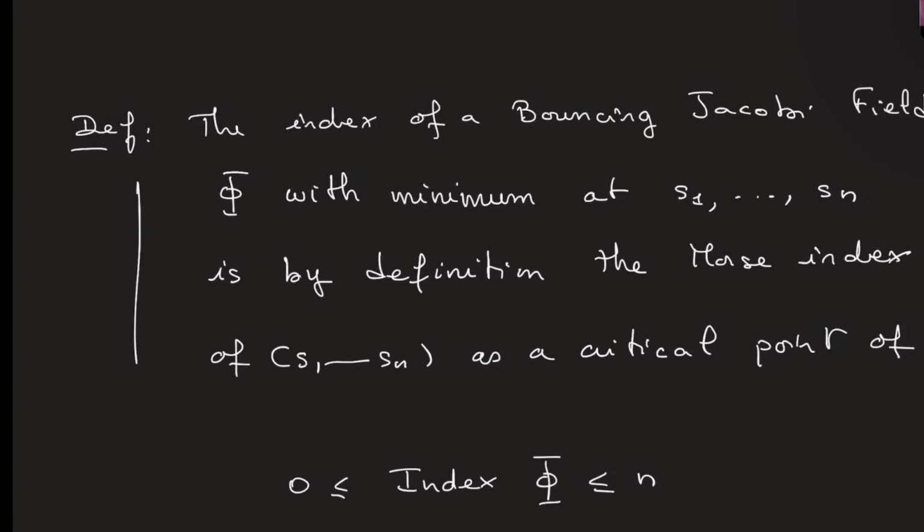Okay, now I need to introduce the last definition. What is the index of a bouncing Jacobi field? As I said, to get a bouncing Jacobi field, you need to find critical points of a function, which I've called Hn. So by definition, we say that the index of the bouncing Jacobi field is exactly the index of the points S1 to Sn as a critical point of my function Hn. Okay, so since my function Hn goes from Rn to R, then the index of a bouncing Jacobi field is always between 0 and n.